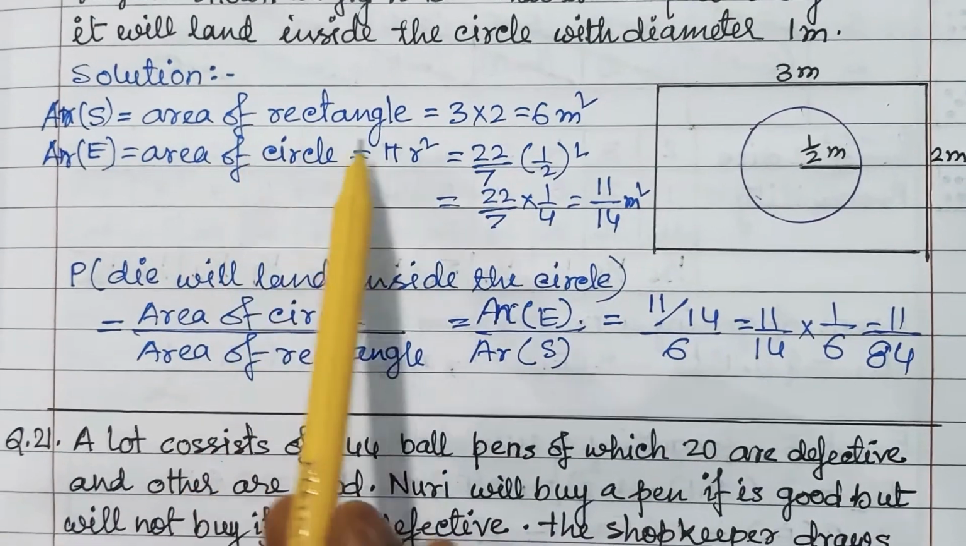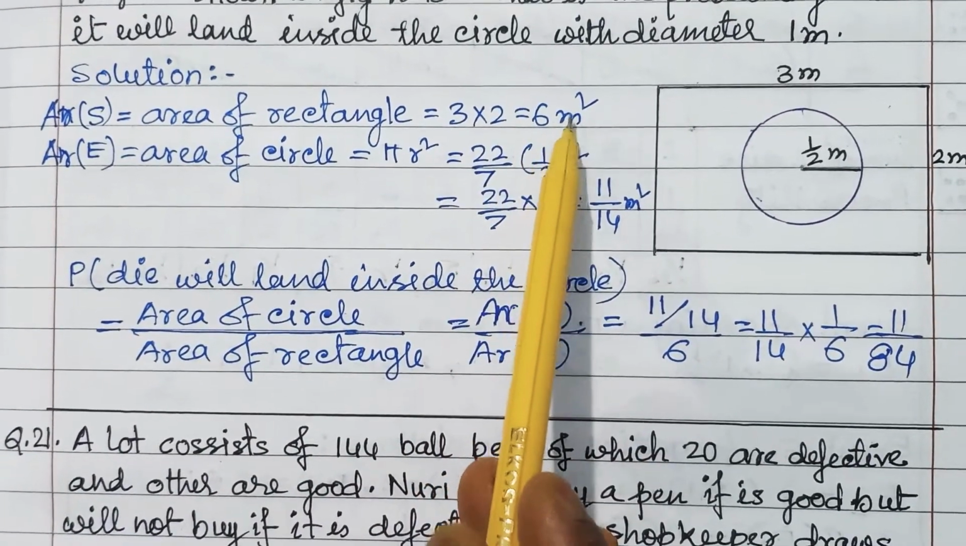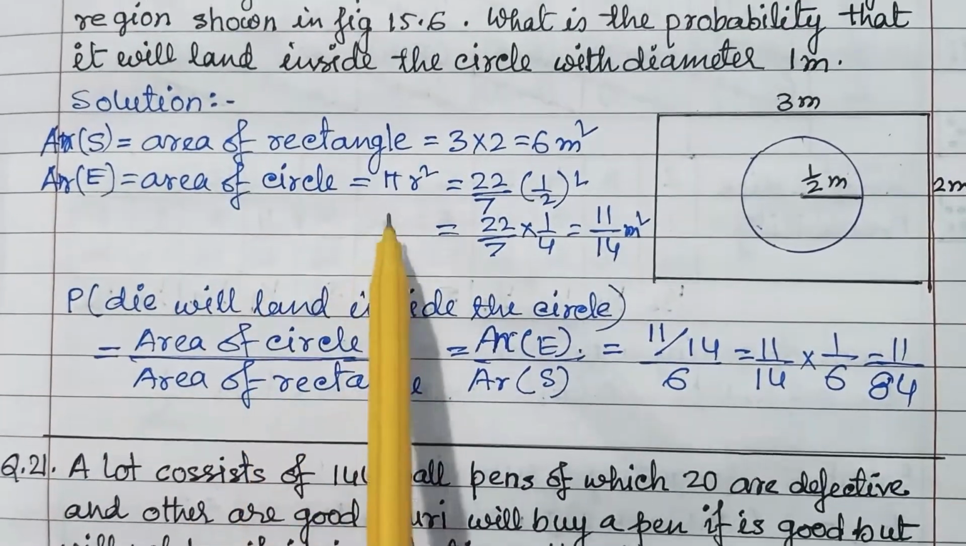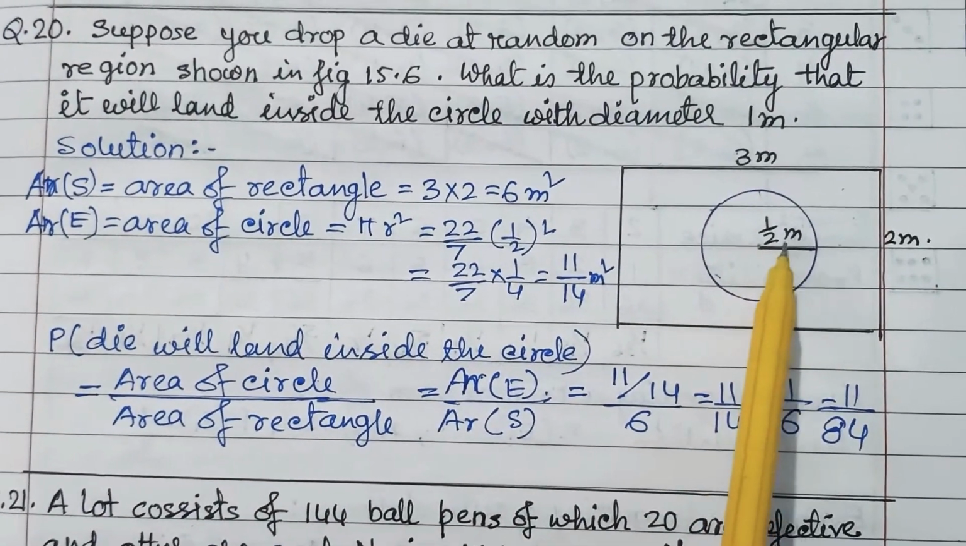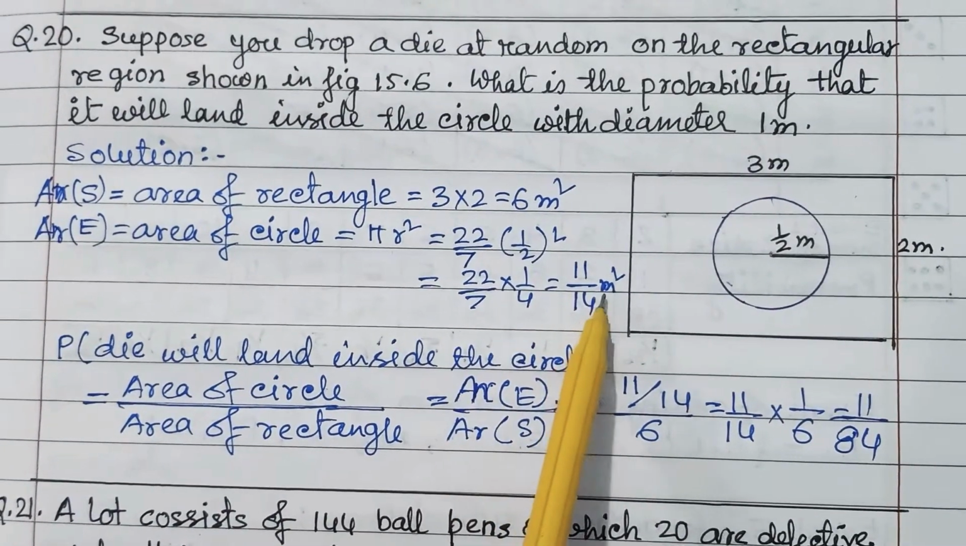So area of rectangle is length into breadth, it is 2 into 3, 6 meter square, and area of circle is pi r square. The radius is half meter, 1 upon 2 meter. So that is 11 upon 14 meter square.